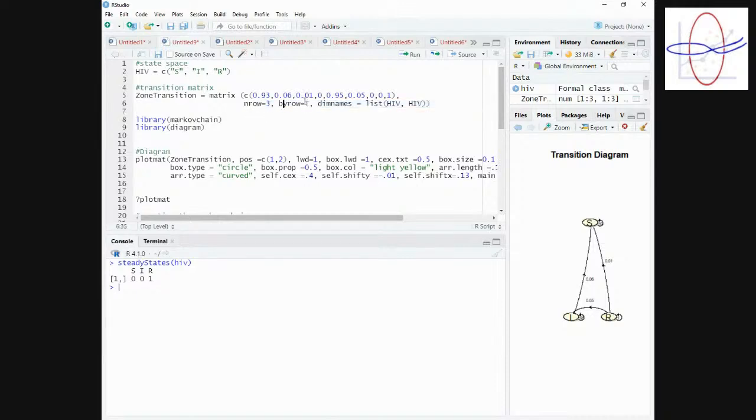The matrix is stacked by row, with nrow equal to 3. By row means how you assign the values. If you do by column, the first 3 will be the first column, the second 3 the second column, and the third 3 the third column. If you do by row, then the first 3 will be the first row, the second 3 the second row, and the third 3 the third row. And the list means the naming you will give. So let's do this.